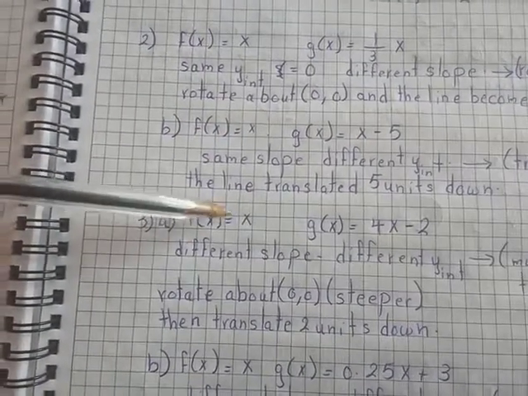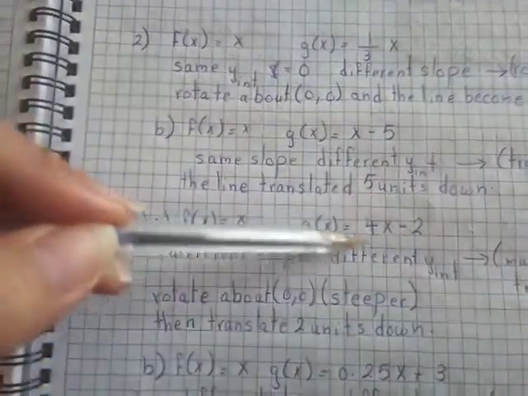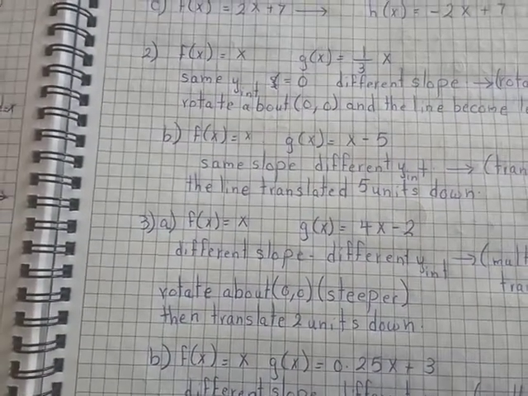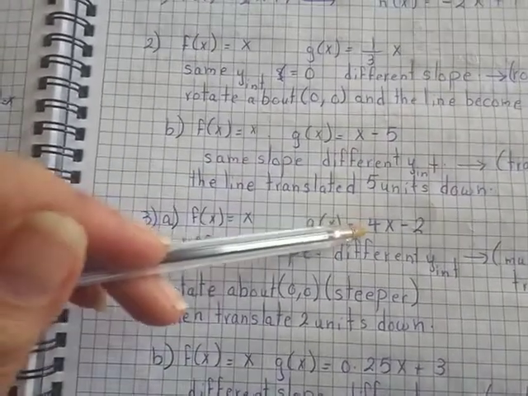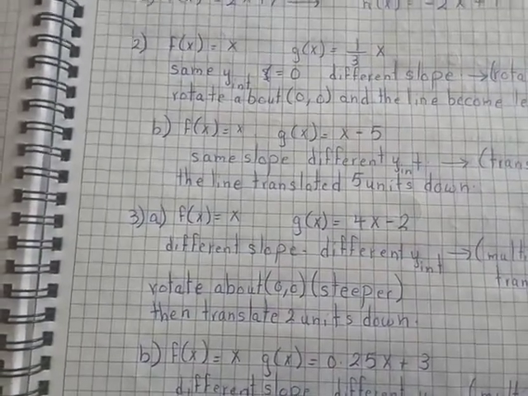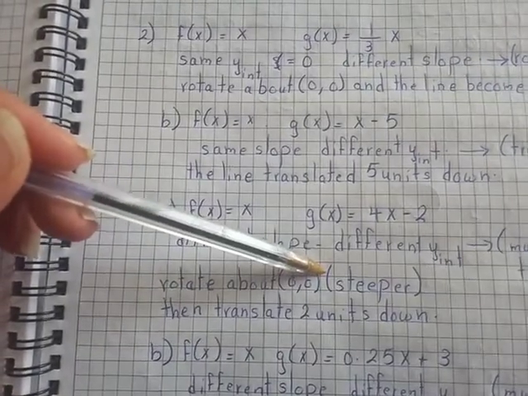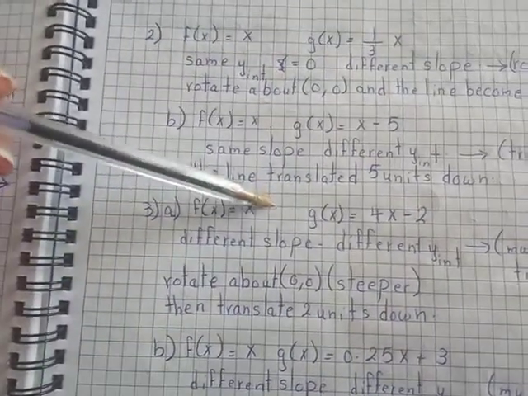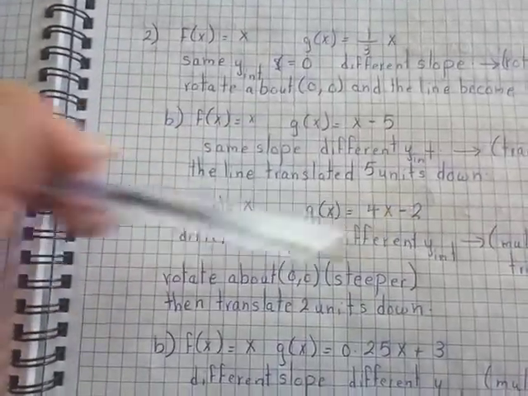So here the rotation is about (0, 0), because we compare x and 4x, and we suppose the y-intercept here is 0. So the line will rotate about (0, 0). The slope here 1 becomes 4, so the slope increased, so the line becomes steeper. Rotate about (0, 0), and the line becomes steeper. Okay, and what about the translation? And then translate 2 units down.